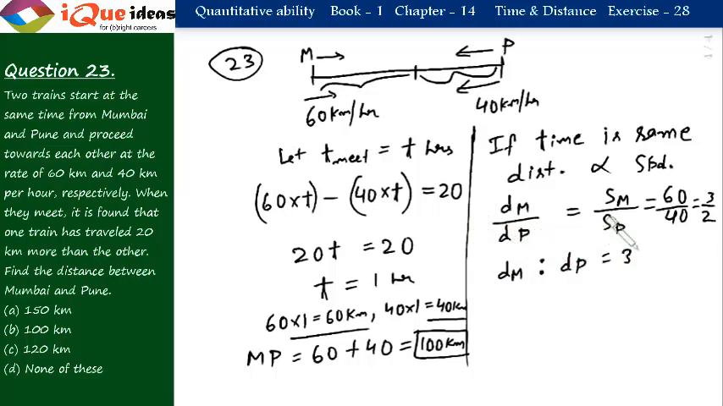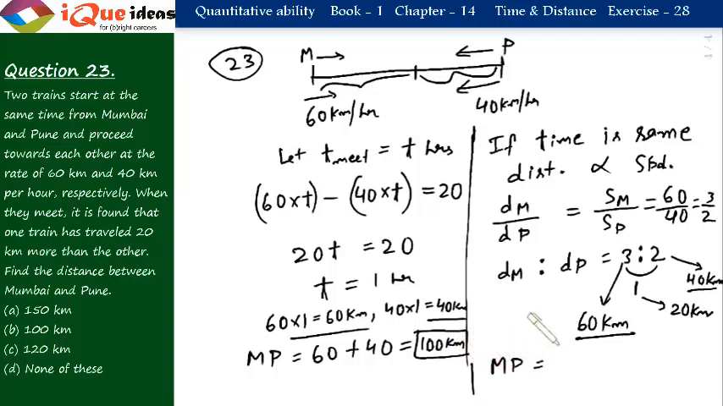3:2. Okay, now the difference of 3 and 2 is 1. This 1 is given to be 20 kilometers, so very clearly 3 will be equal to 60 kilometers and 2 will be equal to 40 kilometers. Okay, so we have calculated the distance traveled by these two trains separately, individually. So the distance between Mumbai and Pune would be equal to the distance traveled by the Mumbai train plus the distance traveled by the Pune train, which is equal to 60 plus 40, that is 100 kilometers. So there is not much difference in these two methods, but whatever you like, you can use.